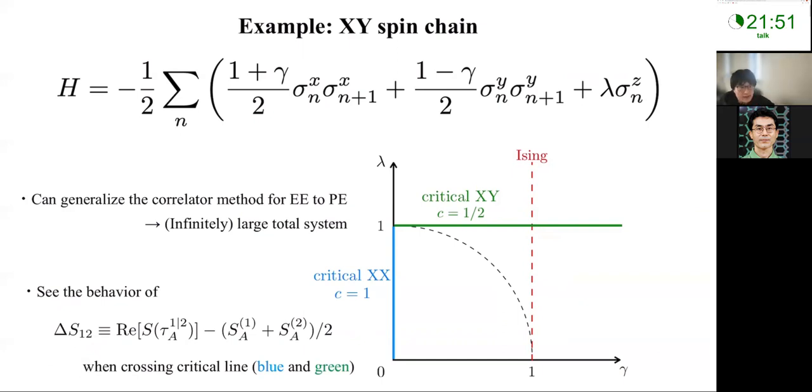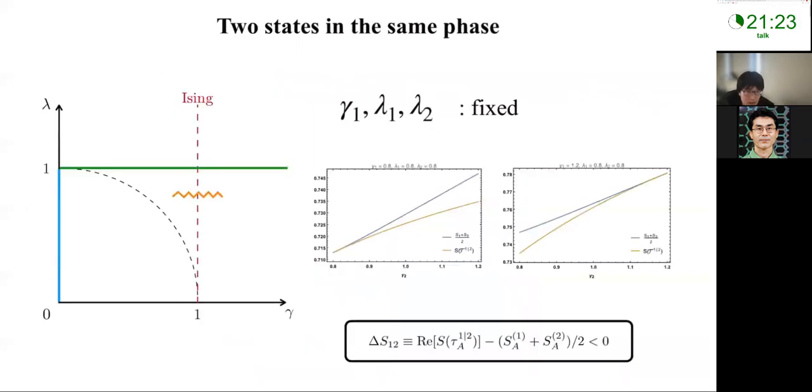And for the actual computation, this is just a technical comment, but we can generalize the so-called correlator method. It is a useful and famous method to calculate entanglement entropy, and we can generalize it to the pseudo entropy. With this, we can compute entanglement entropy for infinitely large total systems. That is the advantage of using this method. Okay, so let me show you several examples.